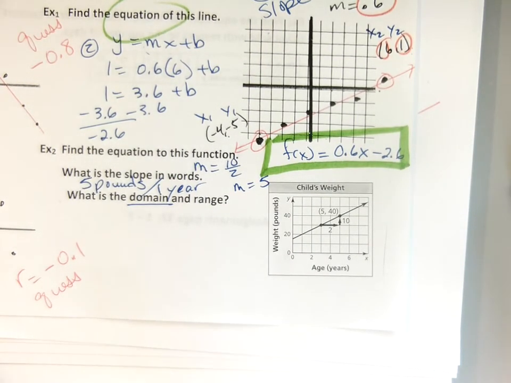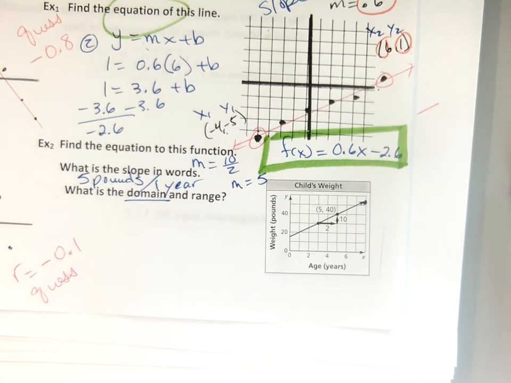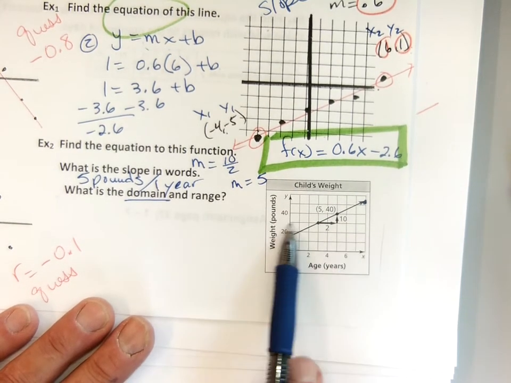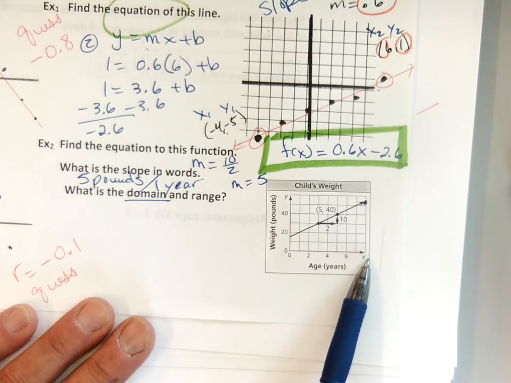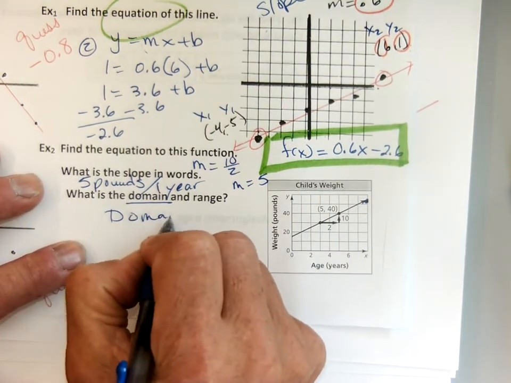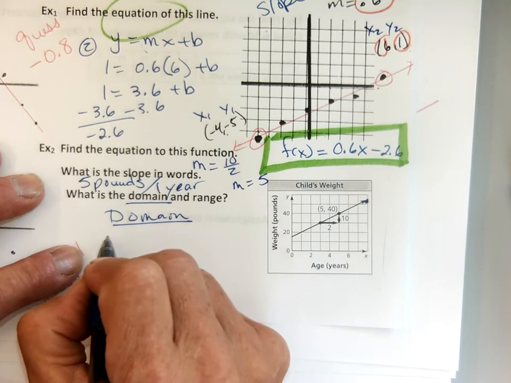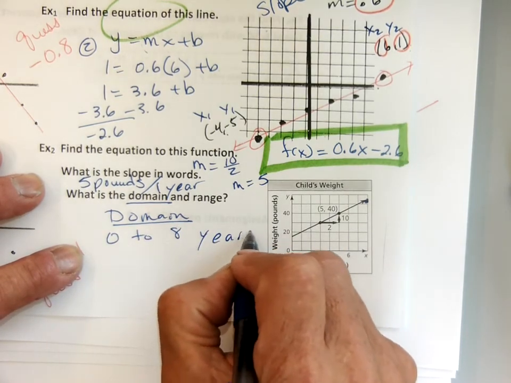What's the domain? Now this is a little bit interesting, but let's have the graph stop right here, okay? What's the domain? How wide is the graph? 0 to 8, isn't it? Yeah. So the domain is 0 to 8 years.